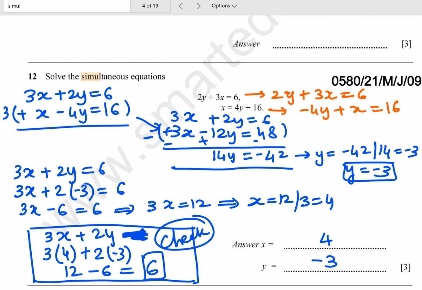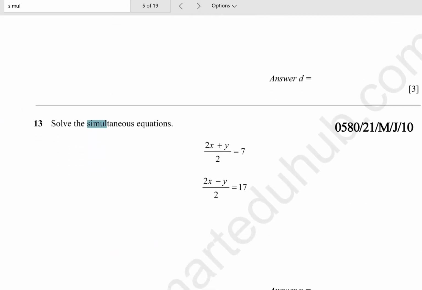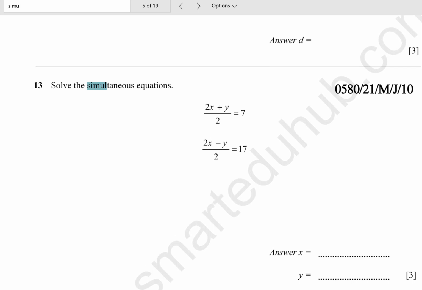So let's take another example. Okay, this looks interesting. Now the first equation given to you here is in the form of an algebraic fraction, and the second one also is the same. So what you can do is get rid of the denominator, and you know how. 2x plus y, the whole thing divided by 2, is 7. 7 doesn't have a denominator, so give it a denominator 1. Cross multiply.